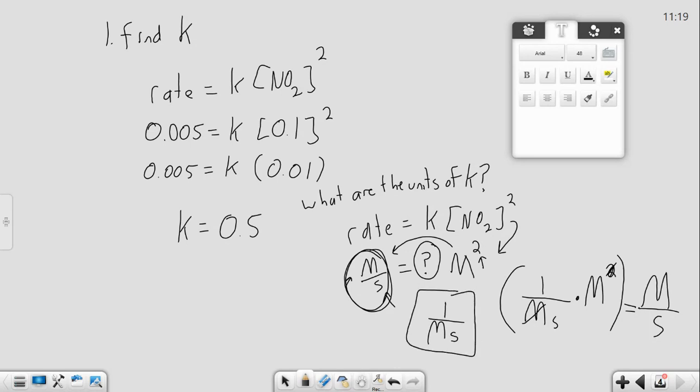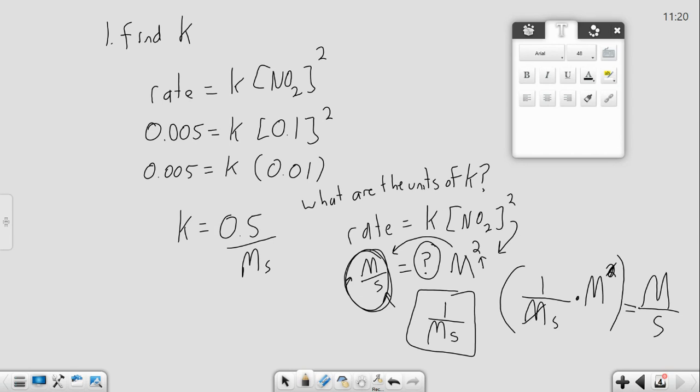It's 0.5 per molarity squared, per moles per liter seconds. Per mole seconds over liter? I don't know. This is what I mean. The actual physical constant doesn't make much sense. Concentration makes sense. It's moles per liter. It's how many moles are in a liter. Rate makes sense. It's concentration per second.